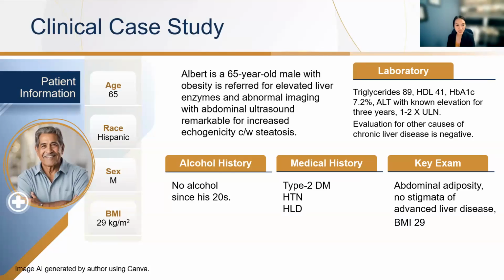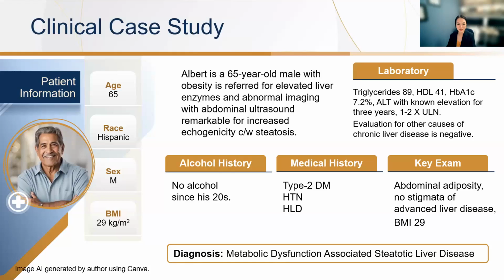He has done a chronic liver disease workup, which has been negative. He has had no alcohol since his 20s. His metabolic syndromes include type 2 diabetes, hypertension, and high cholesterol. The key exam finding is that he doesn't have other advanced liver disease. His BMI is 29. This is a typical patient that we see in the clinic. So the diagnosis is MASLD, metabolic dysfunction-associated steatotic liver disease.